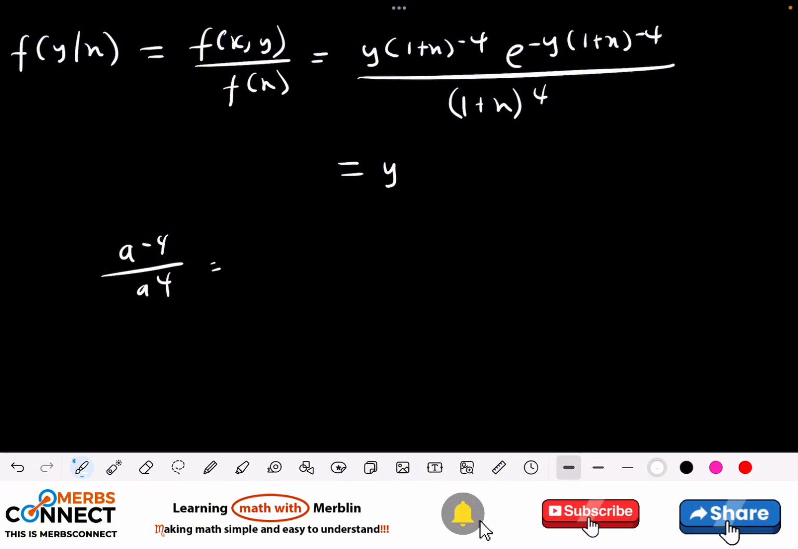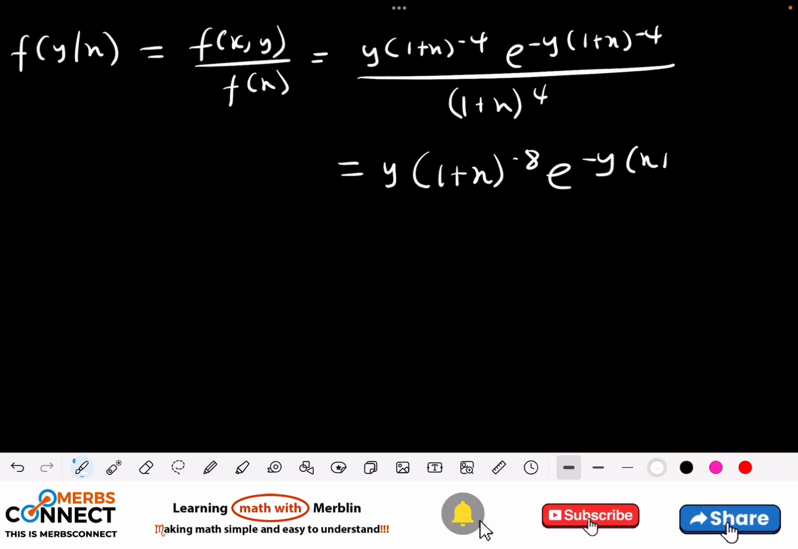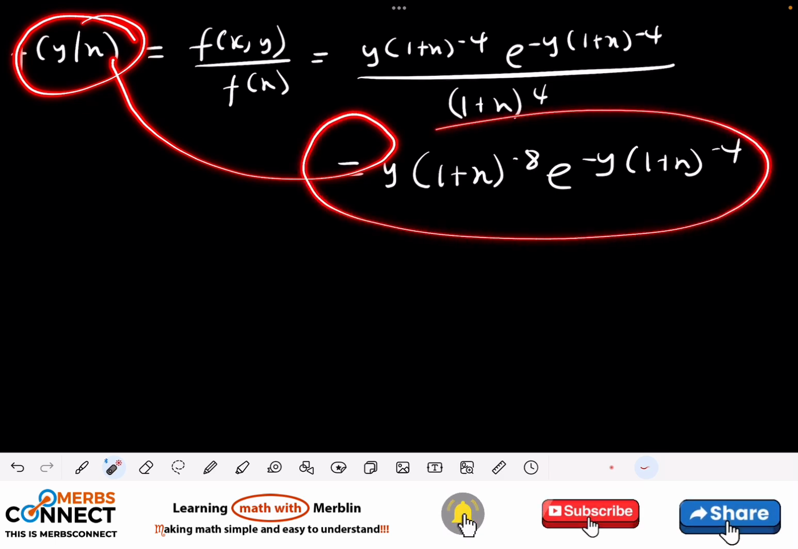Based on indices, this is the same as a to the power minus 4 minus 4, which is the same as a to the power what? Minus 8. Good. So this is what we are going to get at the end of the day. So this is going to give us something like 1 plus x to the power minus 8 e to the power minus y, then x 1 plus x to the power minus 4. So now this is what we have here. This here is equal to what is here.